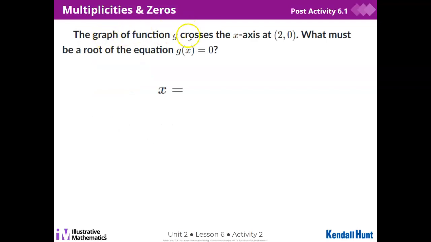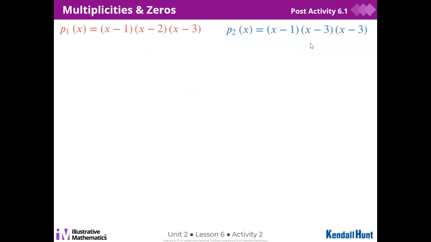Now, the graph of a function crosses the x-axis at (2, 0). There's an x-intercept. What must be a root of the equation? In other words, what is the value of x that makes the output equal to 0? Don't overthink this one too much. Since we know the x-intercept is (2, 0), then the root must be x equals 2.